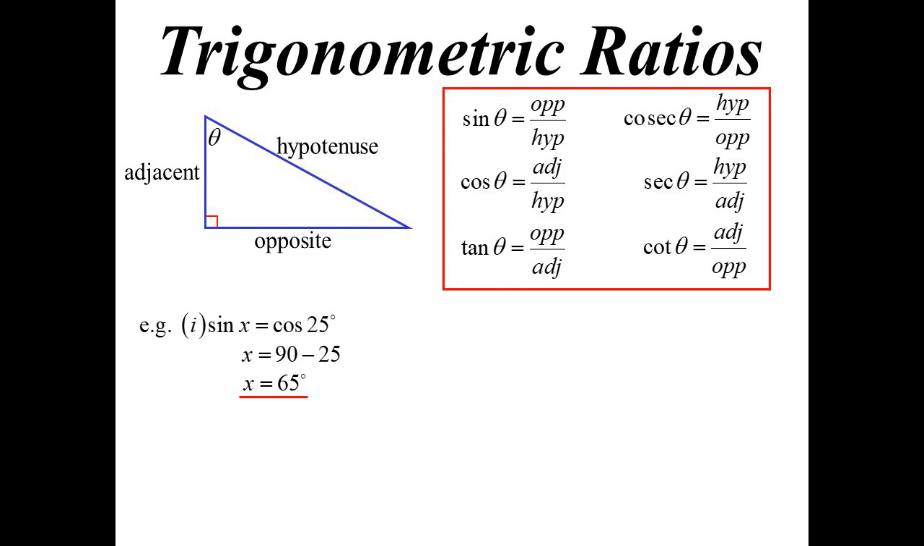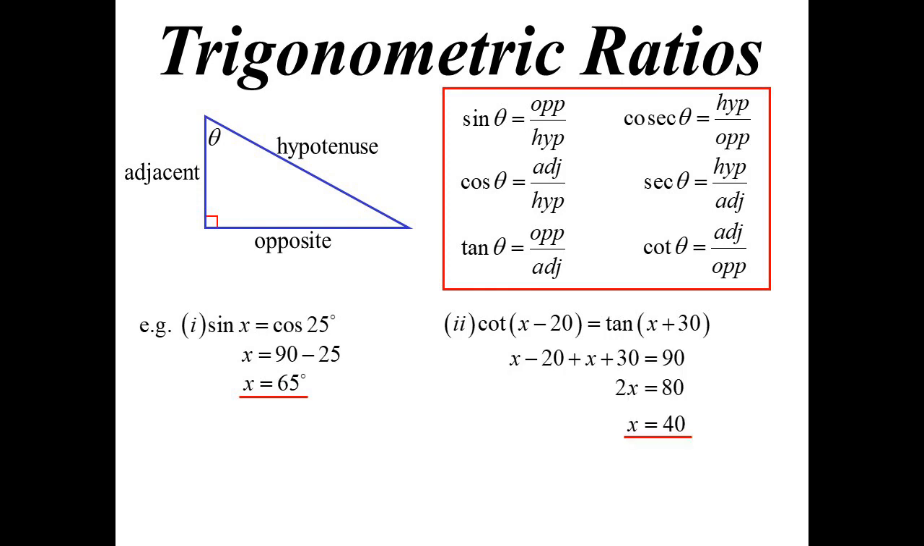So if we get a question like this, cotan and tan, and we haven't got a definite angle there, again, we can use that idea. We say, well, we know these are complementary angles. So x minus 20 plus x plus 30 is 90, and we get x equals 40.